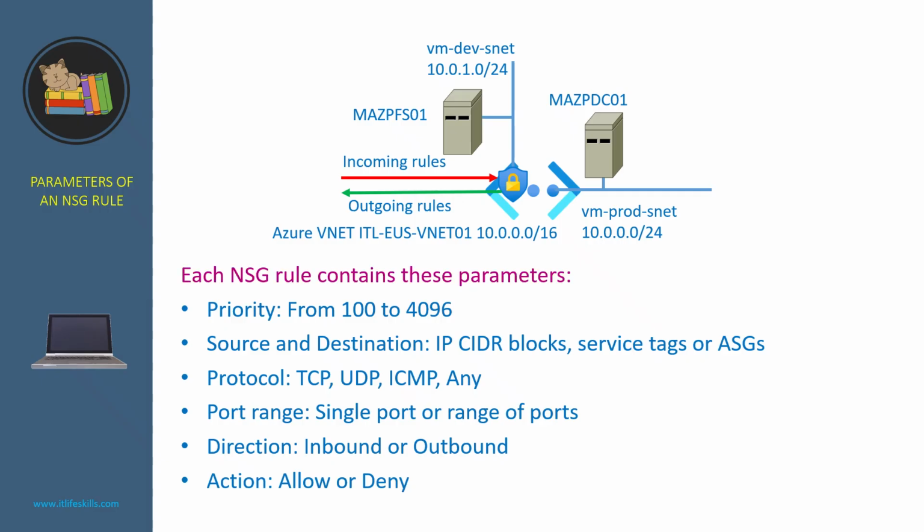Each NSG rule contains these parameters. Priority, you can specify any number from 100 to 4096. The lower the number, the higher the priority. Source and destination, you can specify either IP CIDR blocks, service tags, or application security groups. Protocol, you can specify either TCP, UDP, ICMP, or any.